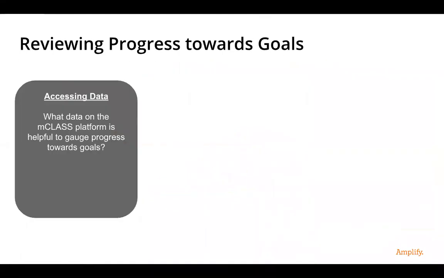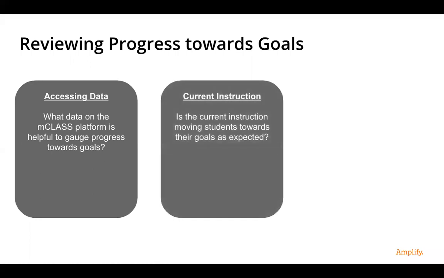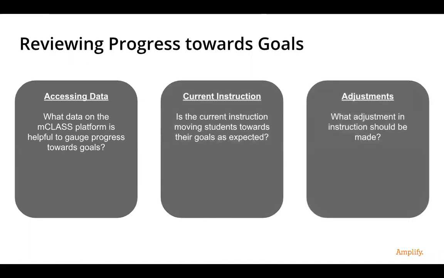Okay, so as we review progress towards goals, we want to do a few things. We want to be able to access the data and see what it's saying to gauge our progress towards goals. We want to look at our current instruction and our current practices, and ask whether that instruction and practice is moving students towards their goals as we expected. And then, of course, we want to make adjustments. If we're not on a path to reach our goals, we need to think about what adjustments can be made to our instruction and how we're working with the student.